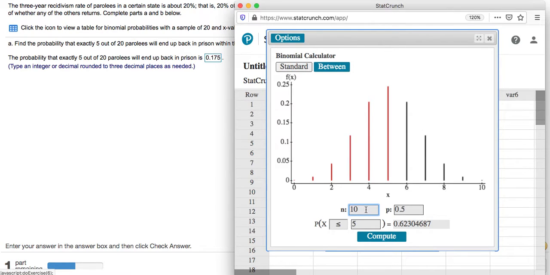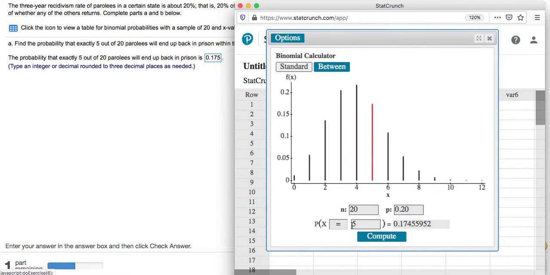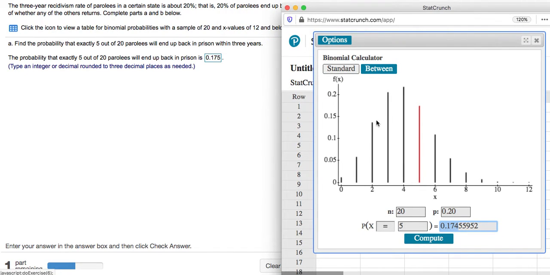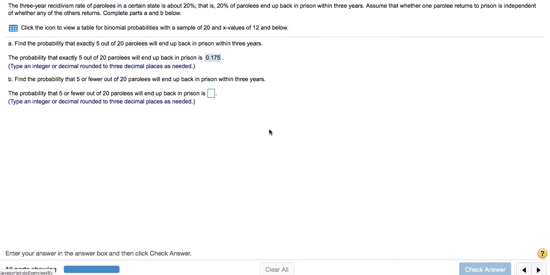You just have to enter in the appropriate information. So the number of trials is 20, that's n. The p is the probability, which comes from this 20%, so I'll put 0.20. Down here, we're going to select the equals because it says exactly 5. And then over here, it gives you the corresponding probability, which is 0.17. And if you round to 3 places, you get 0.175. So not only can you use this table, but you could use StatCrunch as well. Either way, I'm going to check my answer. It says good job, so that's right.